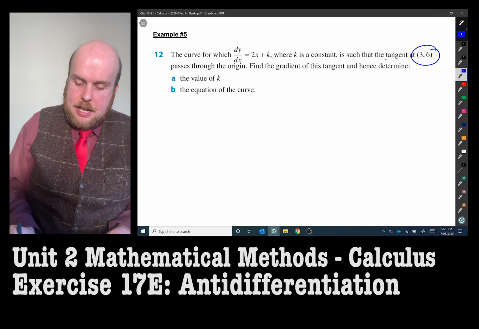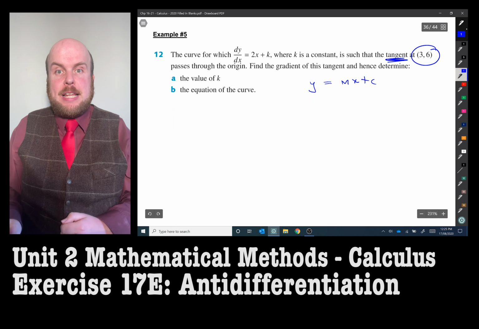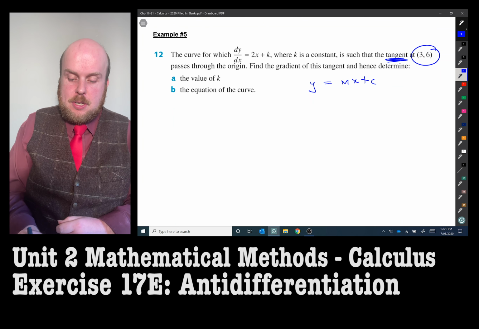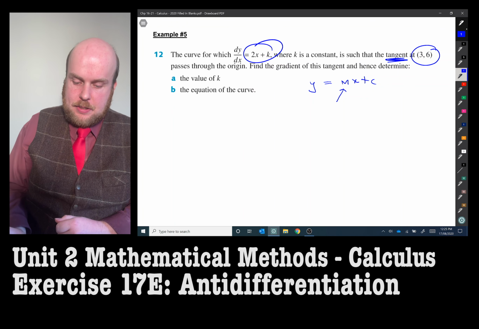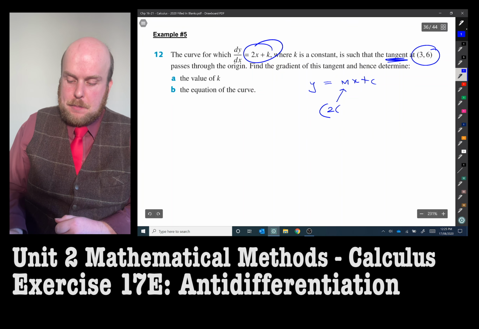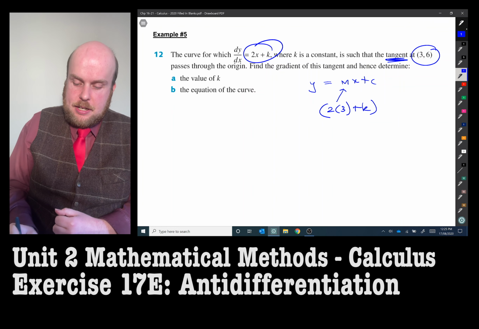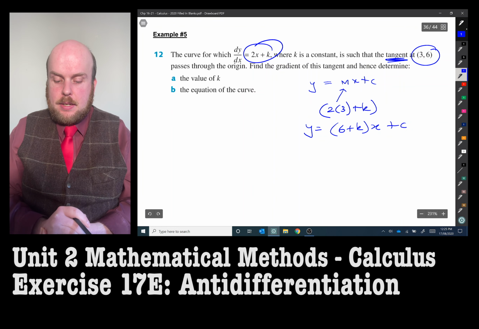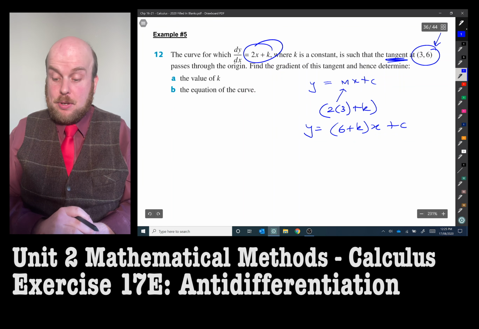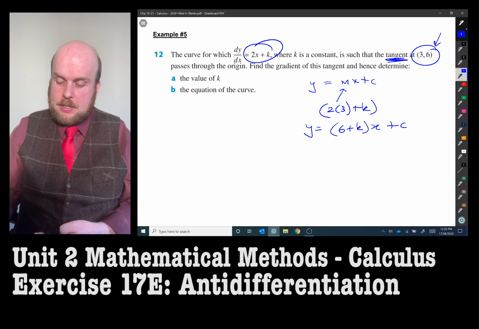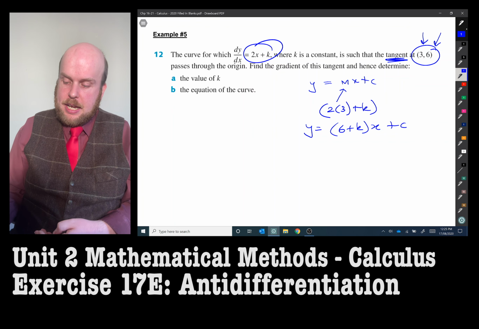So I've got a tangent here that's going to be in the form of y equals mx plus c. So we have to find what the m is. The m we know is going to be in the form of this derivative, but with a 3 substituted in there. So this will be 2 times 3 plus k. That's going to be the derivative or the gradient of my tangent line. I also know that it passes through the point where y equals 6. So I can use this as well as the 3 here to go and determine the value of c for the tangent line.